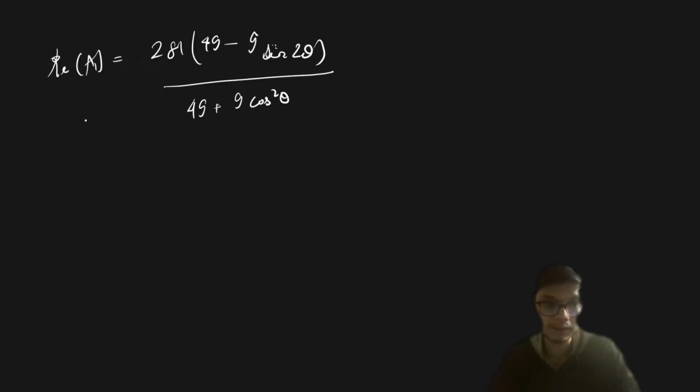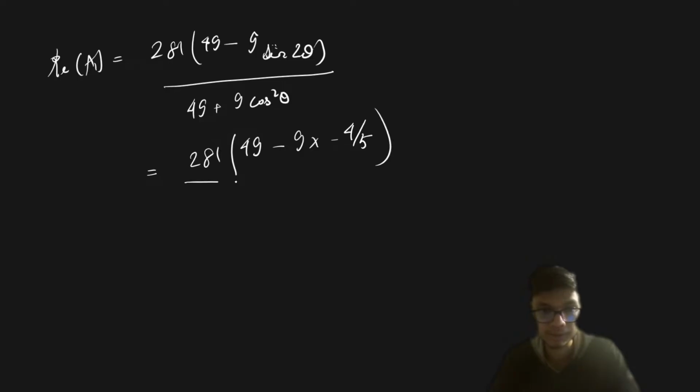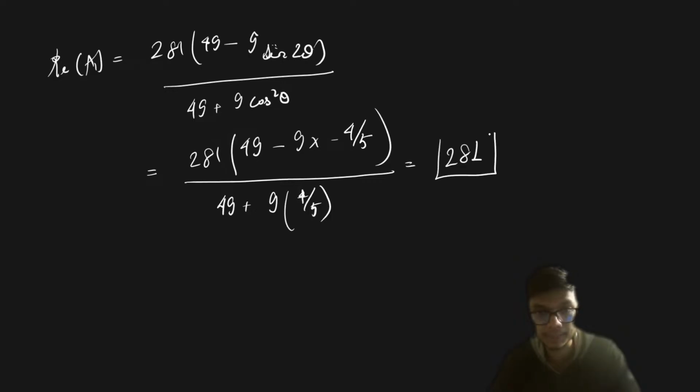So once we substitute back into this, the real part is going to come out as 281 times 49 minus 9 multiplied with minus 4 upon 5, whole divided by 49 plus 9 times 4 upon 5. This part is going to cancel out, and the integer value is going to come out as 281, which is the only positive integer.